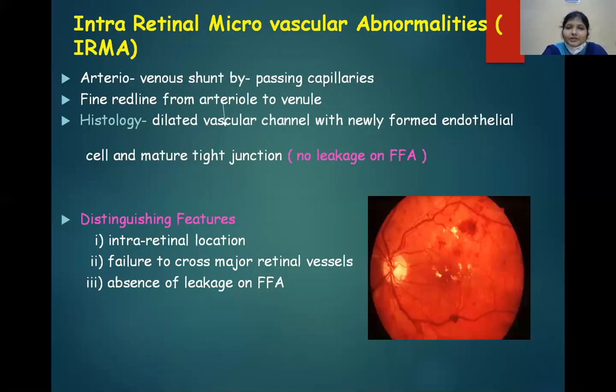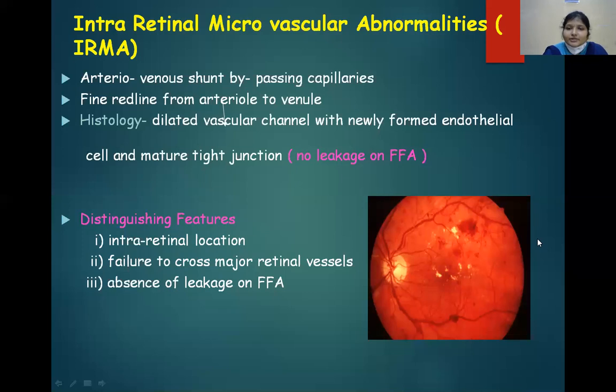In diabetic retinopathy, another important feature is intraretinal microvascular abnormalities. These are arteriovenous shunts which bypass the capillaries. We see fine red lines from the arterioles to venules. So we can see fine lines here. So this is a branch of the artery and this is a branch of the vein. Here you can see fine red lines connecting the artery and the vein. So these are called IRMA.